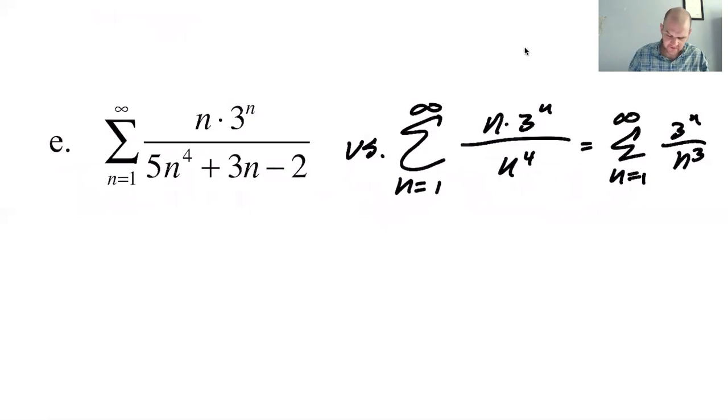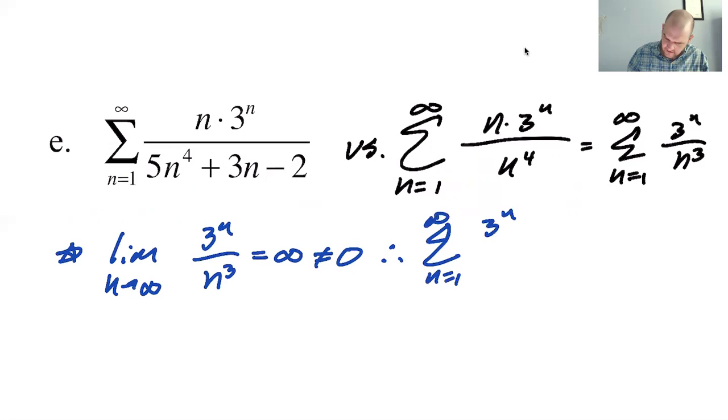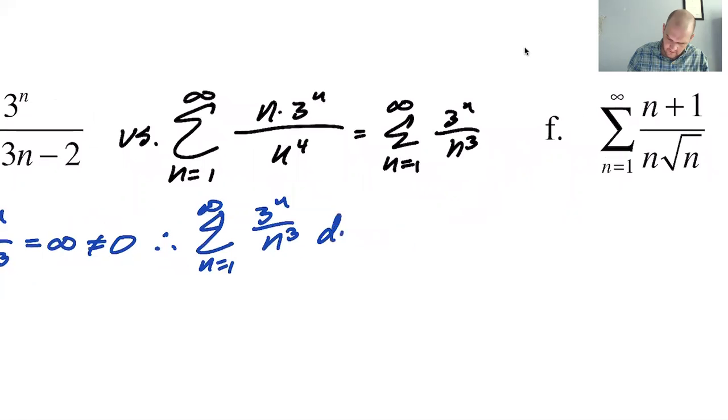So I'm actually going to do that as a separate little problem here. I'm going to say the limit as n approaches infinity of 3 to the n over n cubed is infinity, not 0. Therefore, the sum of 3 to the n over n cubed diverges by nth term test for divergence.